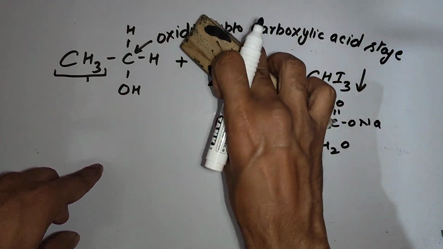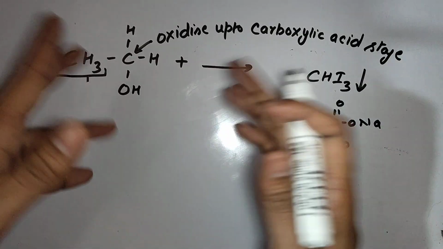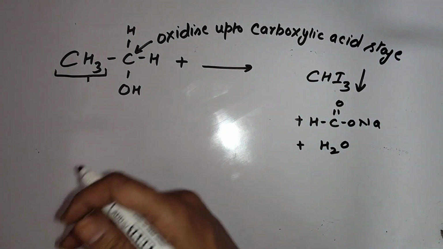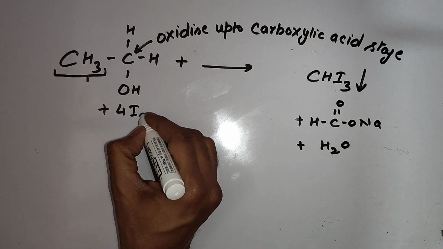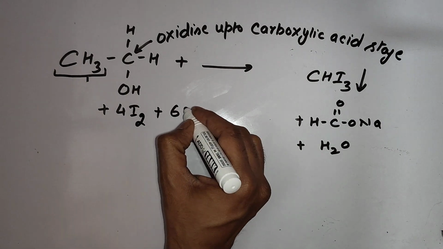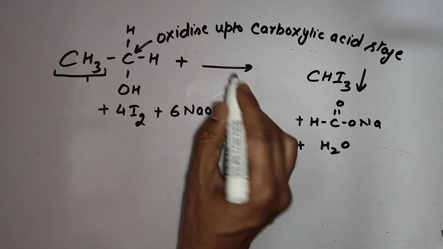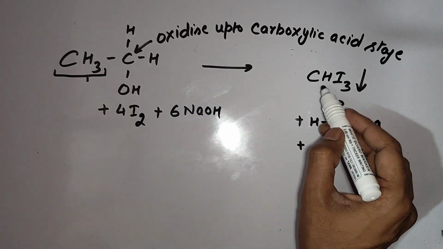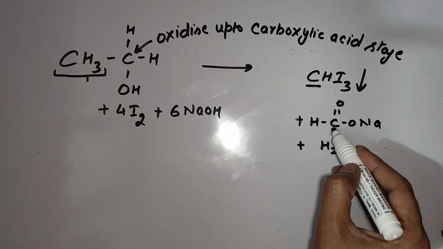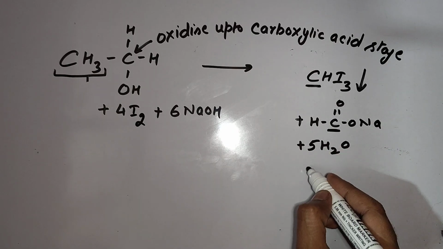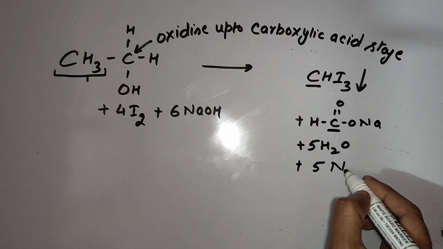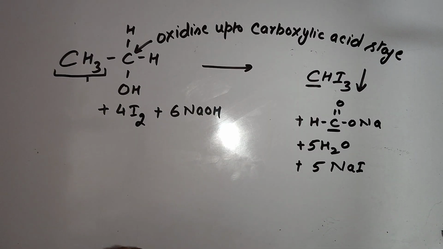Because we are not discussing the mechanism, obviously you have to learn, you have to cram the number of particles which are reacting. 4 iodine particles will react with 6 sodium hydroxide particles, and will give us 1 particle of CHI3, 1 particle of carboxylic acid sodium salt, 5 particles of water and 5 particles of sodium iodide as a side product. This you have to learn because right now we don't have a mechanism.